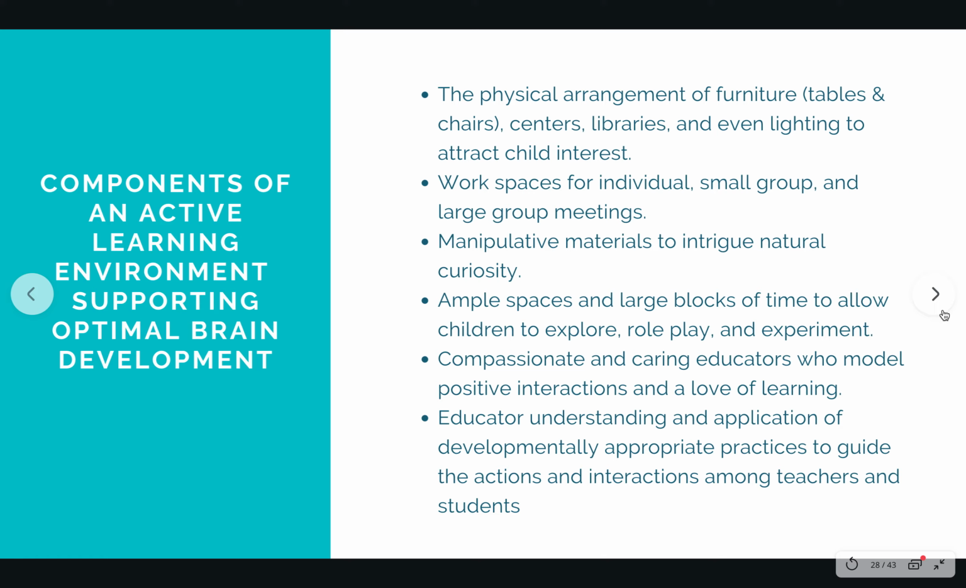Components of an active learning environment supporting optimal brain development. The physical arrangement of the furniture, tables and chairs, centers, libraries, and even lighting to attract child interest. Workspaces for individual, small group, and large group meetings. Manipulative materials to intrigue natural curiosity. Ample spaces and large blocks of time to allow children to explore, role play, and experiment.